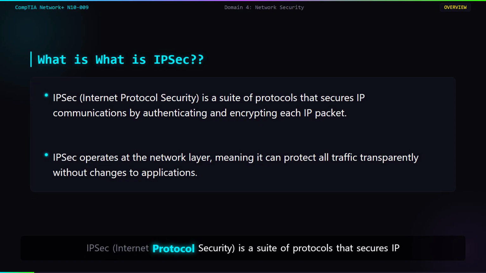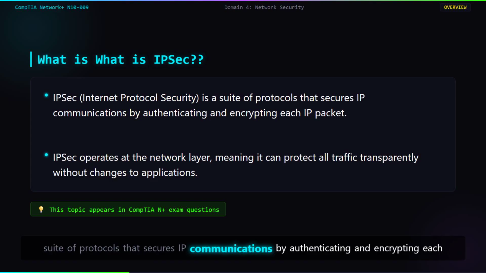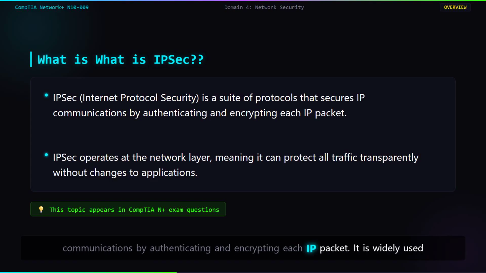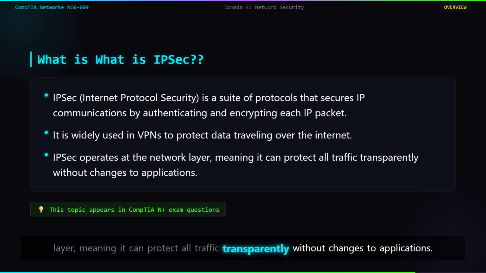IPSec, Internet Protocol Security, is a suite of protocols that secures IP communications by authenticating and encrypting each IP packet. It is widely used in VPNs to protect data traveling over the Internet. IPSec operates at the network layer, meaning it can protect all traffic transparently without changes to applications.